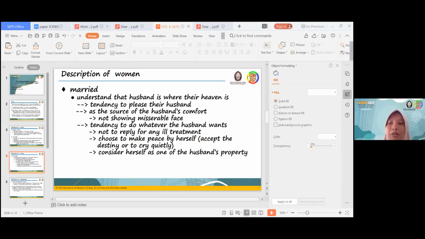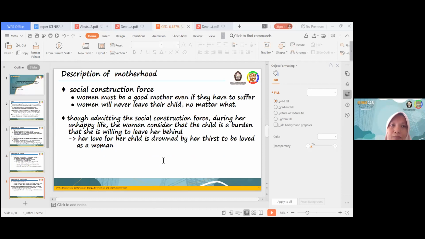So even if a woman undergoes bad treatment or ill treatment by the husband, she is discouraged to reply. She should choose to make peace by herself by accepting that fact, accepting the destiny, or just crying quietly. At that point, sometimes when women are in a very bad marriage, she will consider herself as one of the husband's property.